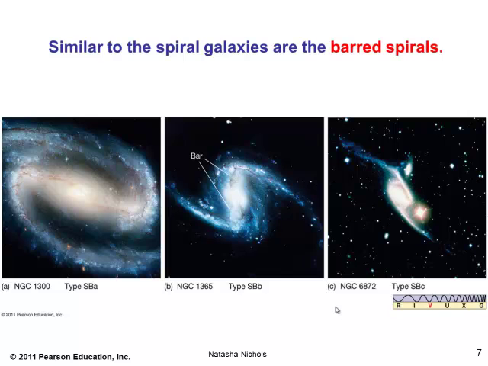So what classification is our own galaxy? Our Milky Way galaxy is an SBC, so it is a barred spiral galaxy of type C with about 300 billion stars.